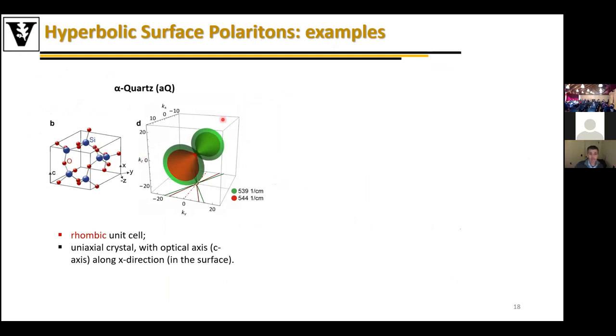This is akin to alpha quartz. You can see here the crystal structure for alpha quartz. It has a rhombic unit cell, it's a uniaxial crystal. And if I look at the isofrequency contours, and here's a surface plot of those isofrequency contours at two different frequencies inside the Reststrahlen band, you can find that I basically get what you anticipate for an in-plane hyperbolic material, where now the axis of propagation is restricted to one direction, but I can change the wave vector of that propagation by changing the frequency.